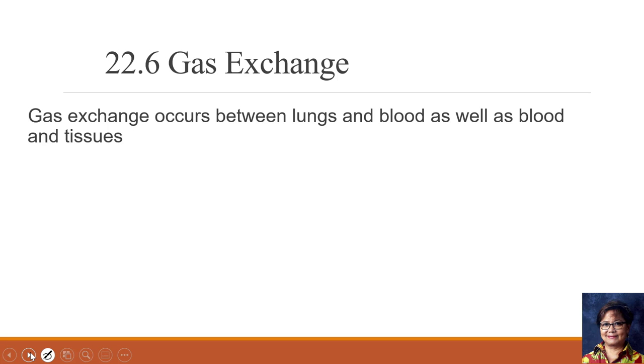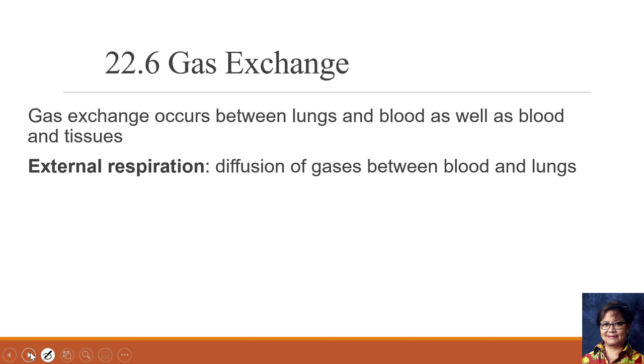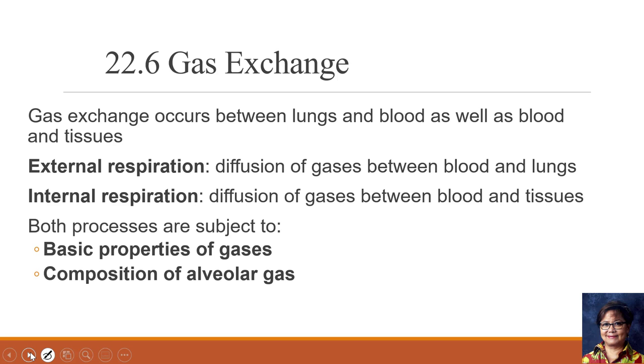Gas exchange occurs between lungs and blood, as well as blood and tissues. You have external respiration, which is a diffusion of gas between blood and lungs, and your internal respiration is a diffusion of gas between blood and tissue. So the difference here is only where exchange is actually happening. External respiration happens between blood and lungs. Internal respiration happens between blood and tissue. Both of them, though, are processes that are subject to basic properties of gas and composition of your alveolar gas.